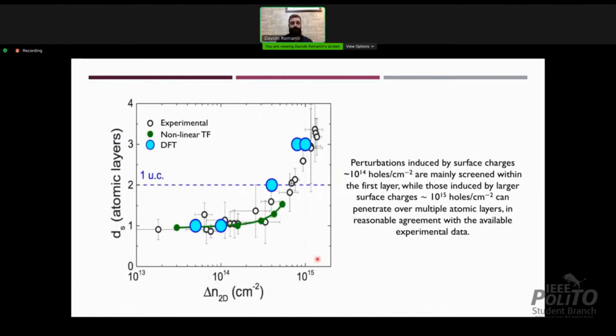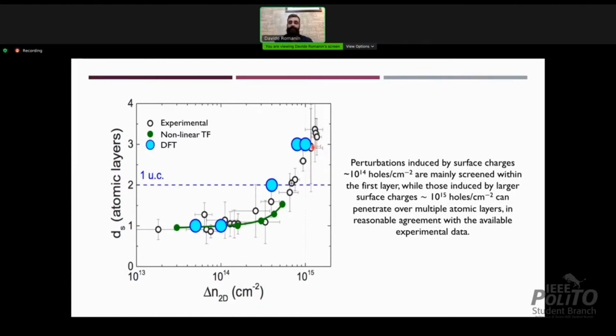So we have tried to compare the experimental results here, the black dots, with a nonlinear Thomas Fermi model and with DFT results. We can see that the nonlinear Thomas Fermi results can be used for the moderate, medium doping regime. However, when we go to the high doping regime, the nonlinear Thomas Fermi breaks. On the other hand, DFT results qualitatively well describe the trend of the experimental results.